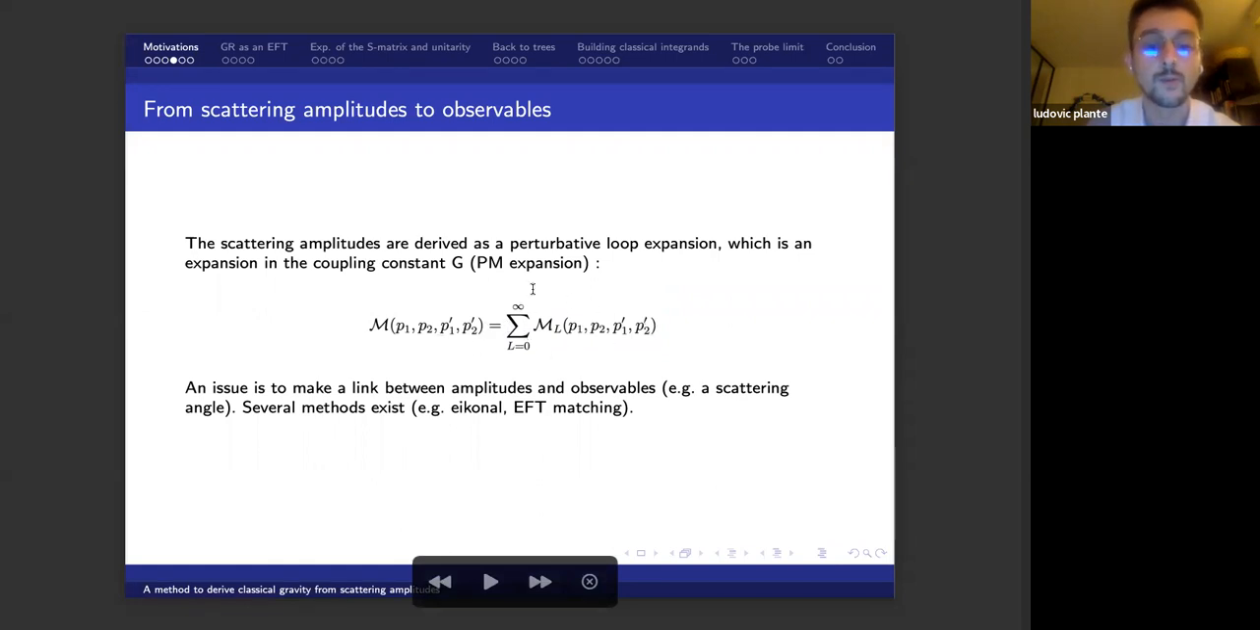An issue when you have your scattering amplitude is to link it with the observables, for example, to link the amplitudes with the scattering angle. You have several methods to do that, like the eikonal or the EFT matching. But here I will say some words about the method we have been developing on that also.